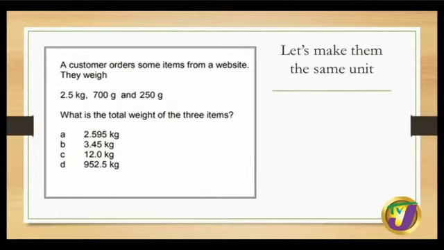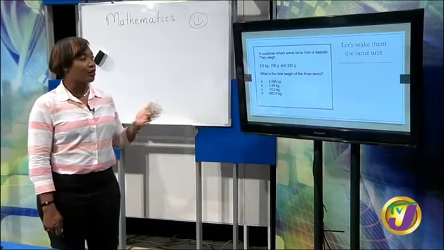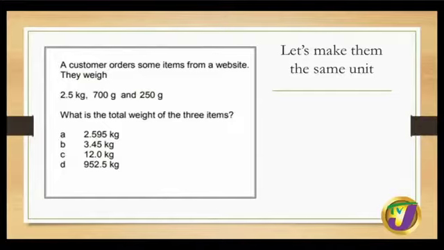Let's make them the same unit. So we have 2.5 kilograms, 700 grams, and 250 grams. Which unit would you choose? Grams or kilograms? Let us look at the options for the answers. They're all in kilograms. So to be efficient, it would be wise to bring all of them to kilograms. Let's do that. So, 700 grams.